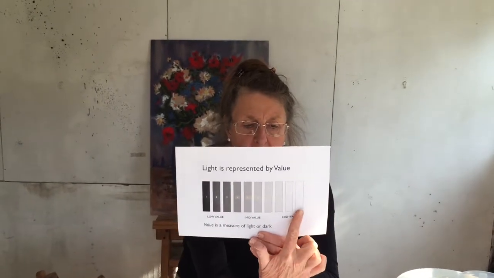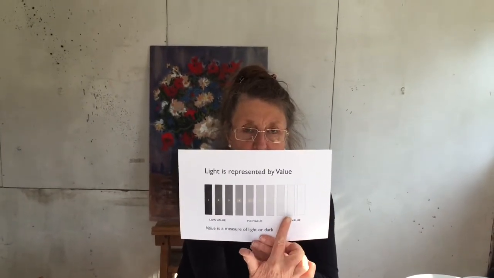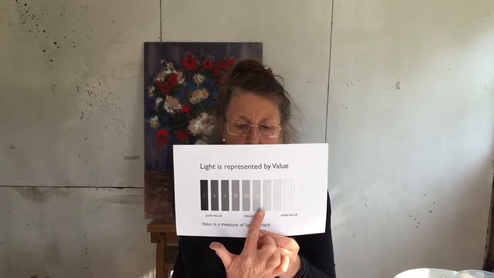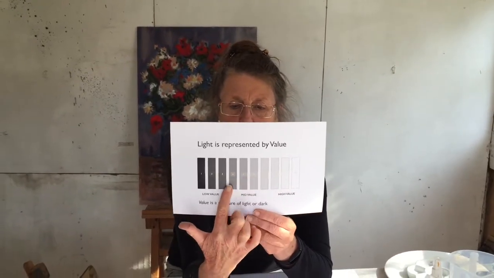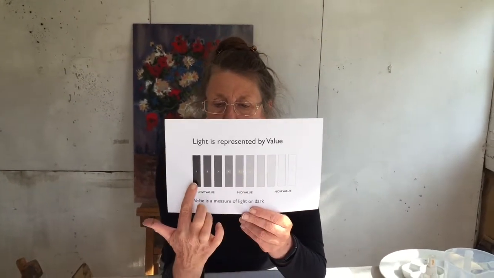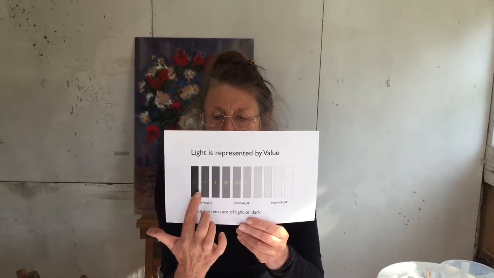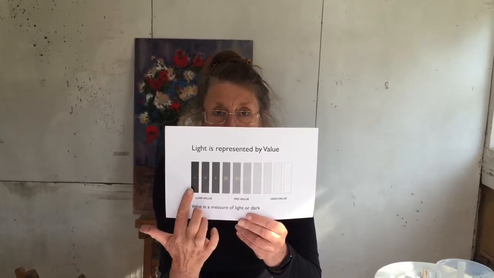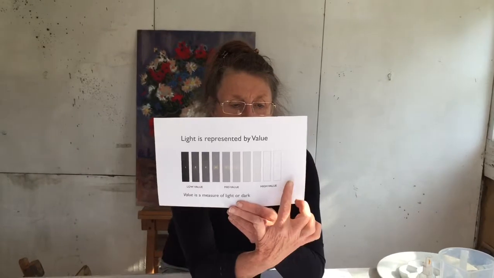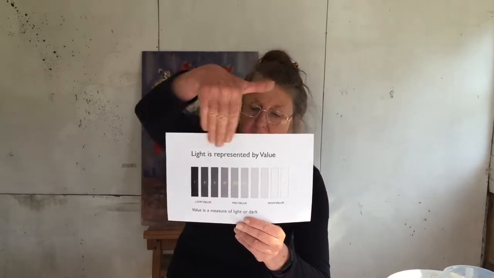We've got a high value, which means we've got a lot of white. Mid value here, mid tones. And then we've got low value here, which means the darkest levels. So that's your black and your white. And all pictures can be represented in this way.